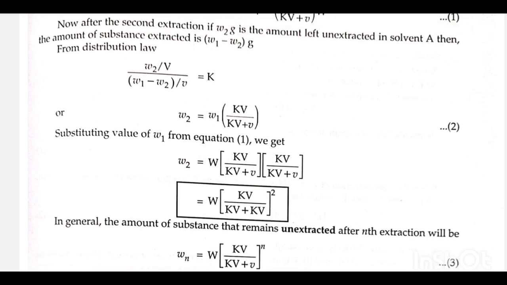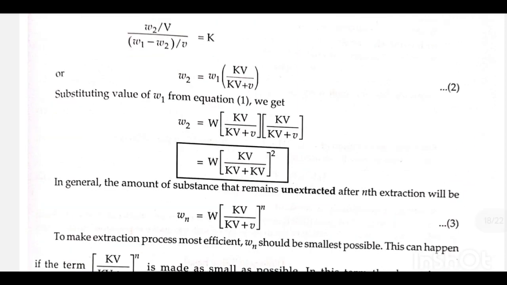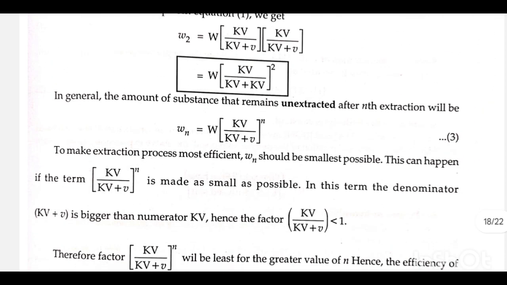W2 into G. For the distribution law, (W2/V)/(W1−W2)/V is equal to K. W2 is equal to W1 into KV upon KV plus V. Substituting the value of W1 from equation 1, we get W2 is equal to W into KV upon KV plus V, whole squared.